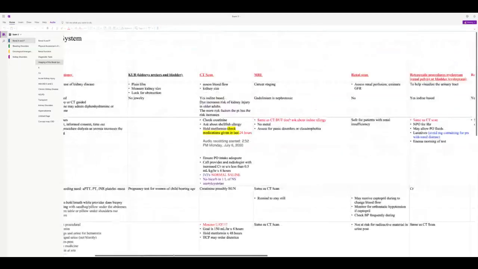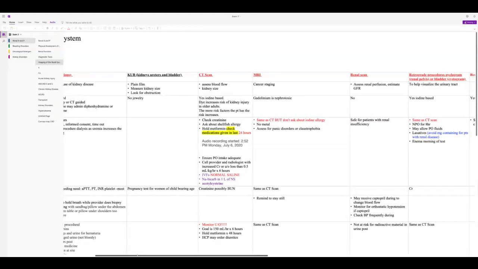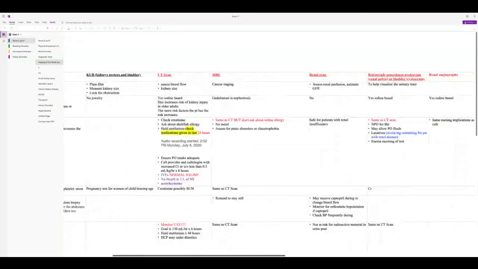KUB is just a regular x-ray, and they would do this to look for obstruction. Take off jewelry and make sure the patient is not pregnant. With the CAT scan, this uses contrast dye, so we need to protect the kidneys. The CAT scan dye has iodine, so you do need to ask about a shellfish allergy. The MRI contrast dye does not have iodine, yet it's still nephrotoxic. So the same kind of interventions.